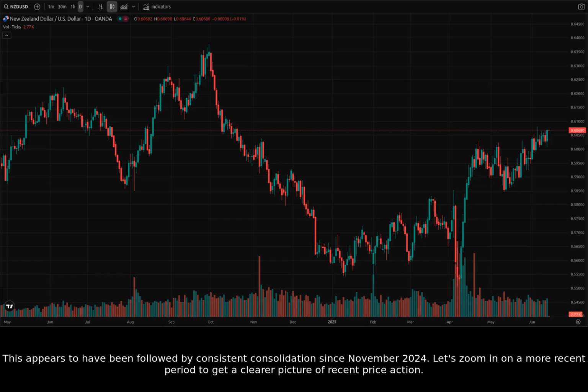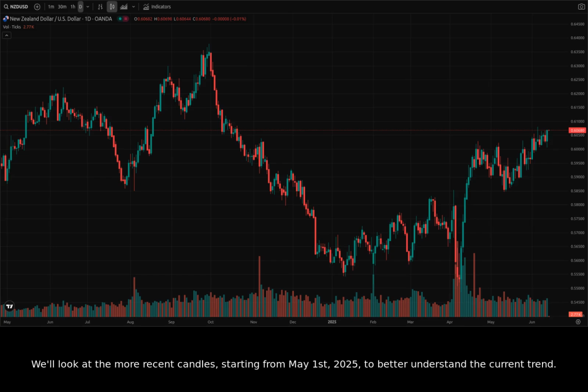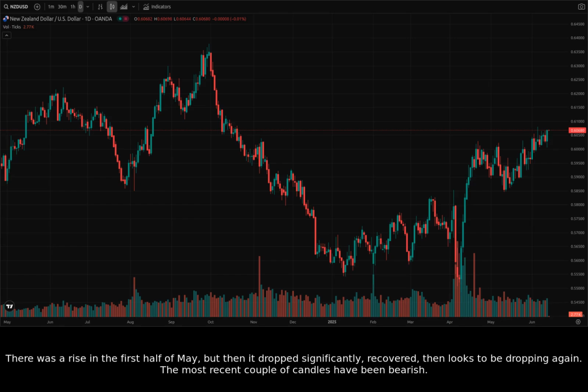Let's zoom in on a more recent period to get a clearer picture of recent price action. We'll look at the more recent candles, starting from May 1st, 2025, to better understand the current trend. There was a rise in the first half of May, but then it dropped significantly, recovered, then looks to be dropping again. The most recent couple of candles have been bearish.